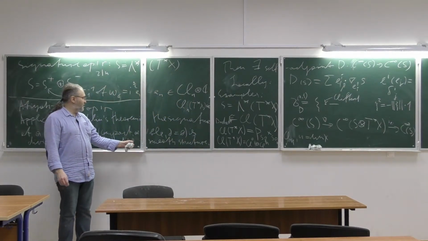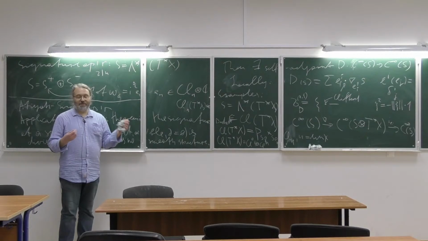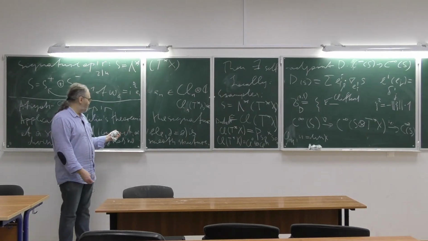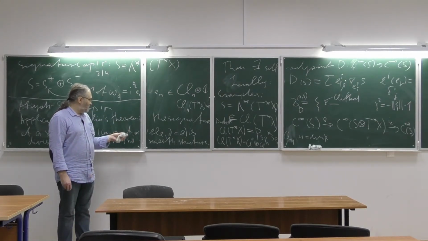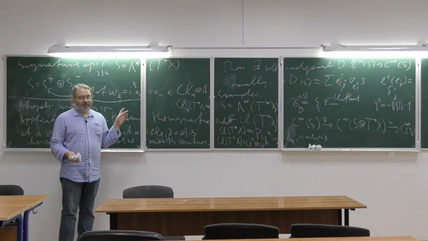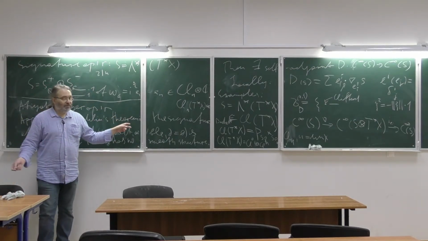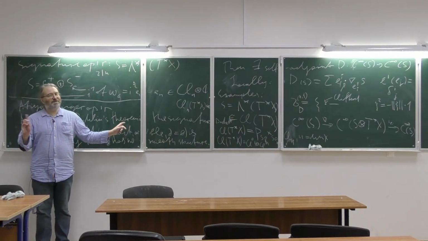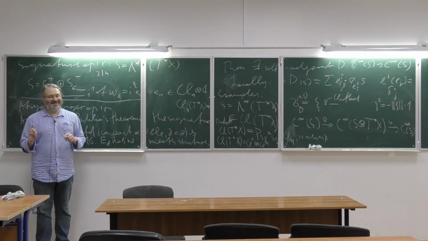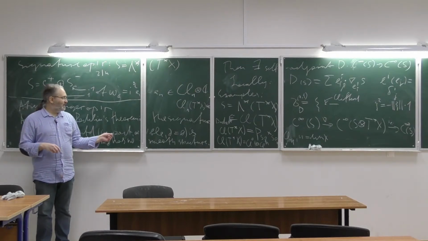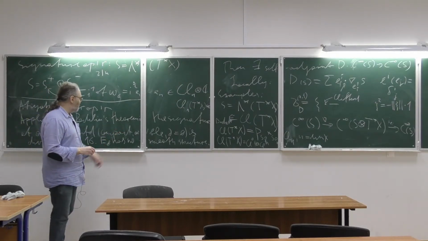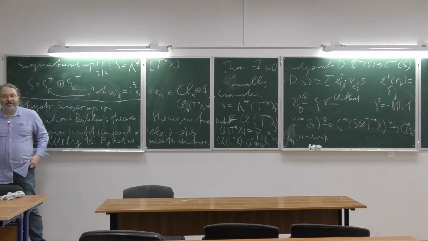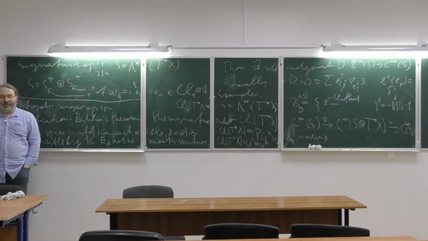Now, what is the E8 manifold? Well, it's a manifold which is, let's just say, compact, orientable, without boundary, such that the intersection form on the middle cohomology is the form E8.